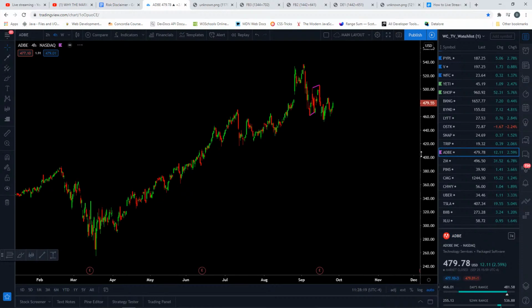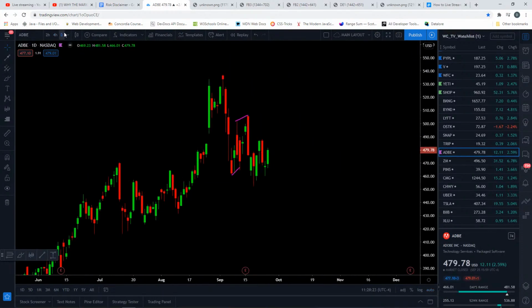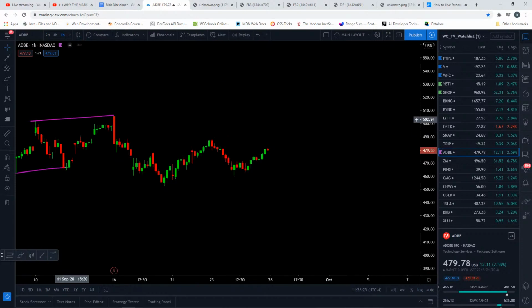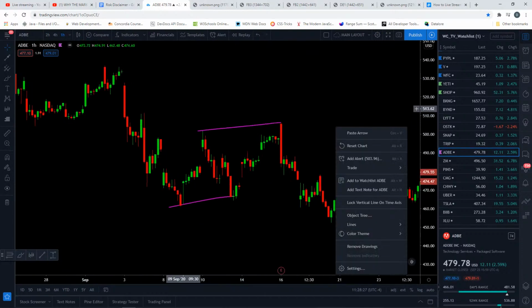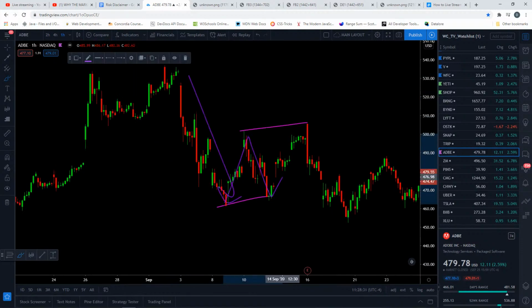Probably, Adobe was nice. So you can see that this was a nice play on earnings. I think Eric called it. So you get a spike, you get a 1-2-3, break the high, and this is a bearish pattern, and then it went all the way back down.